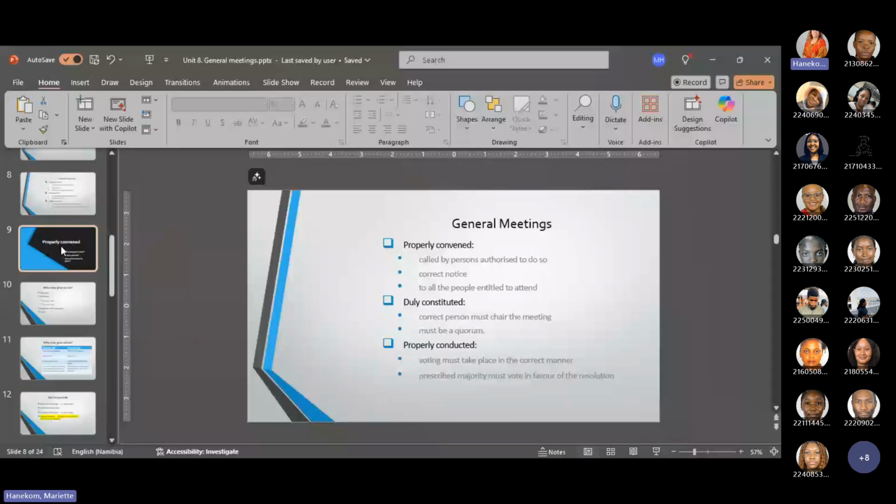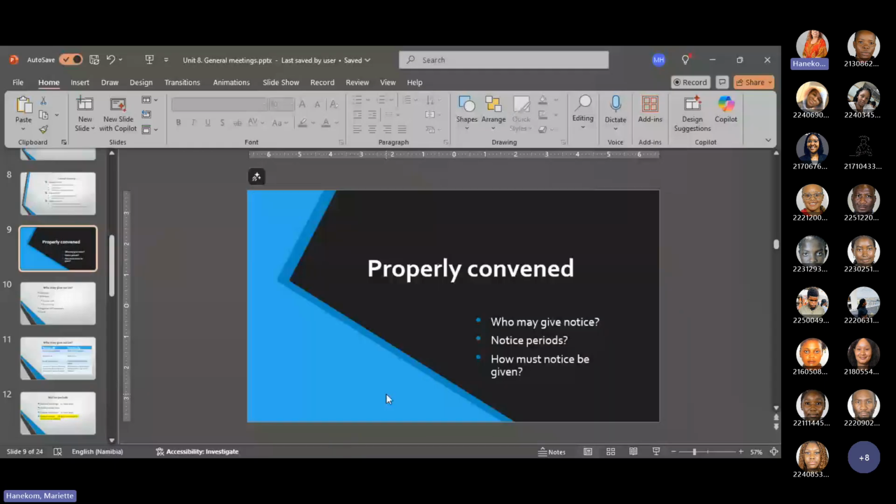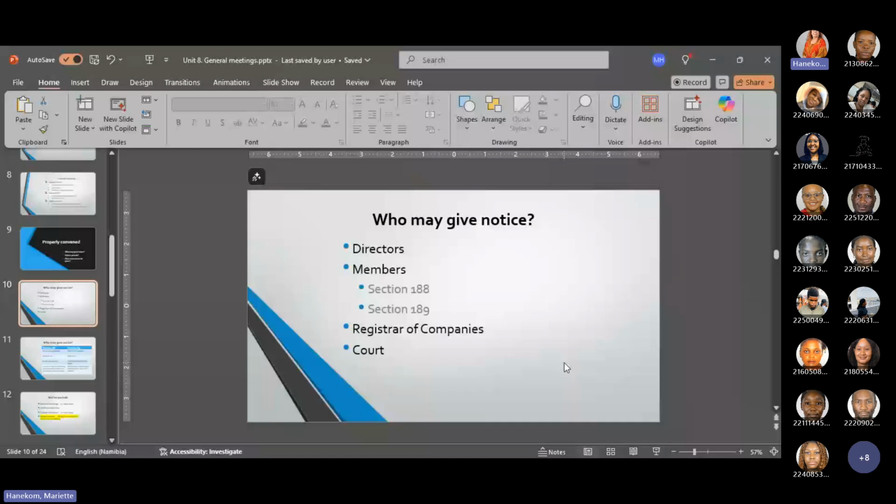So let's look at the first one. The meeting must be properly convened. Aspects there, who may give notice, what are the required notice periods, and how must the notice be given? So who may give notice of a meeting? Firstly, the board of directors, not an individual director. The managing director acting on his own sends out an invitation to a notice, it's invalid. The directors acting as a board.